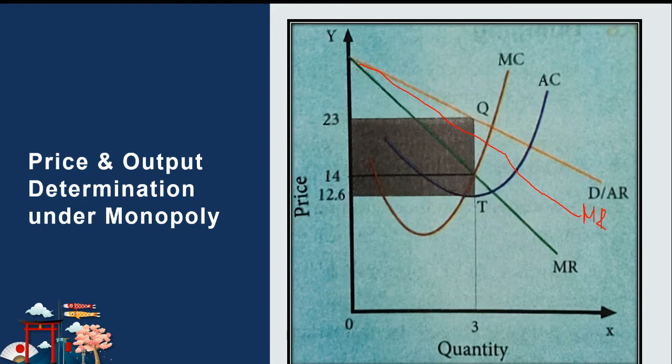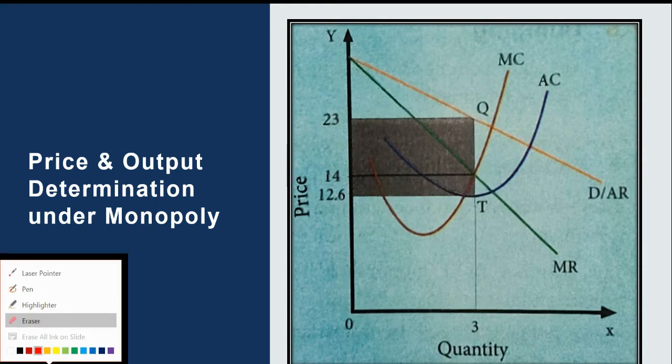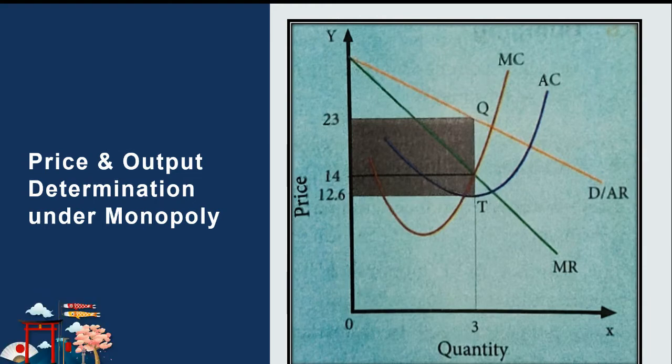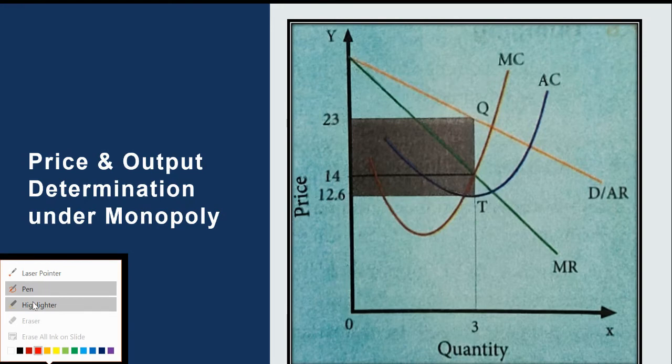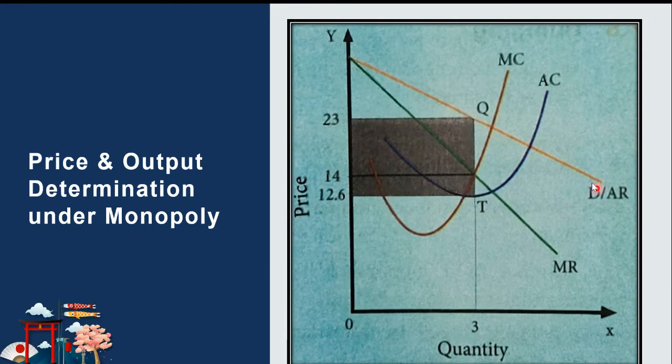Between the AR curve and the MR curve, there should be a distance. These are all techniques to get your graph correct. Okay? So, first you have to draw the AR curve, then you have to draw your MR curve. Then you have to draw the AC curve.